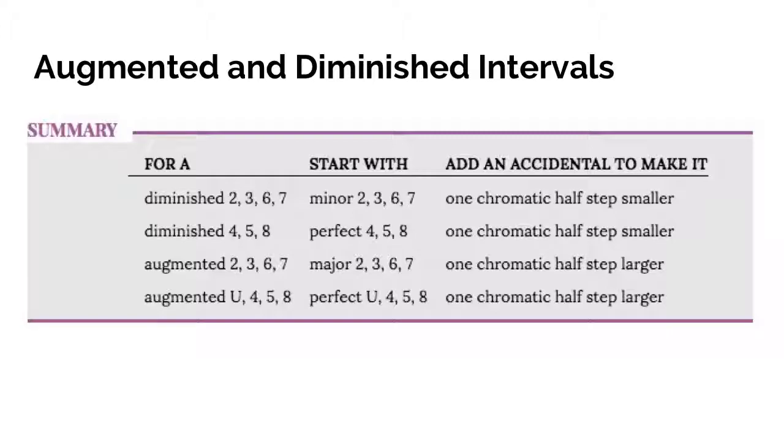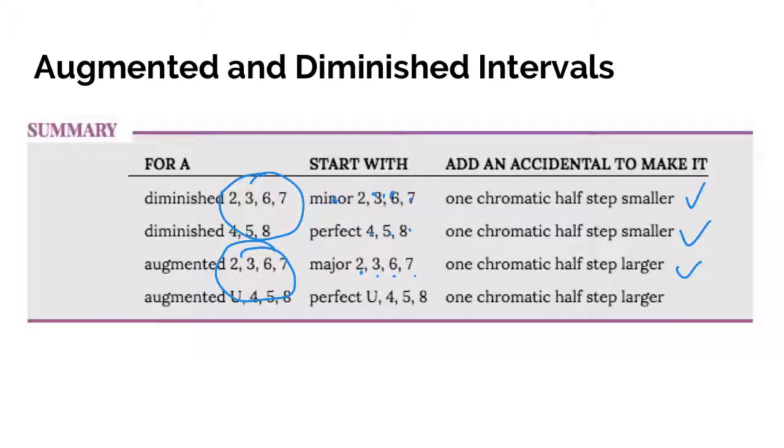So this is a little chart here, diminished 2, 3, 6, and 7. You have to make it one chromatic half step smaller. So we're talking about the diminished intervals, and then here are the augmented intervals. You have to start with minor 2, 3, 6, 7 to make it diminished. You have to start with a perfect fourth, fifth, or eighth and lower it one chromatic half step to make it diminished. Augmented, you have to start with the major second, major third, major sixth, major seventh, and then you make it one half step larger.